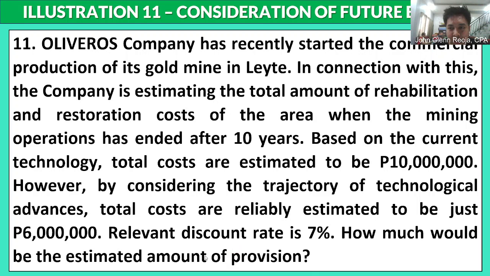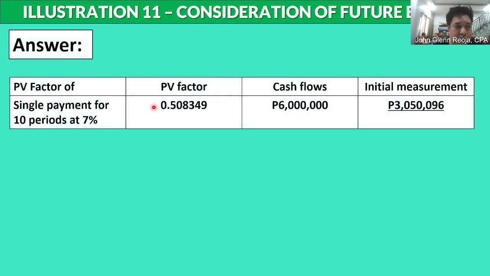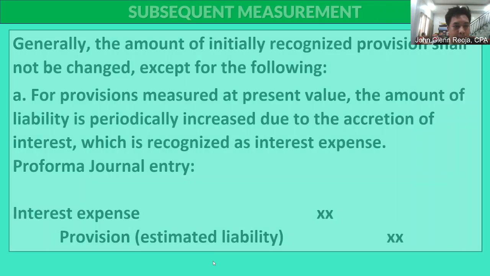So, how much would be the answer? So, using the PV factor na 0.508349, that is 7%, PV of 1 for 10 periods. So, 6 million yung reliable estimate times the PV factor. So, the initial measurement would be 3,050,096. Yeah. Next.